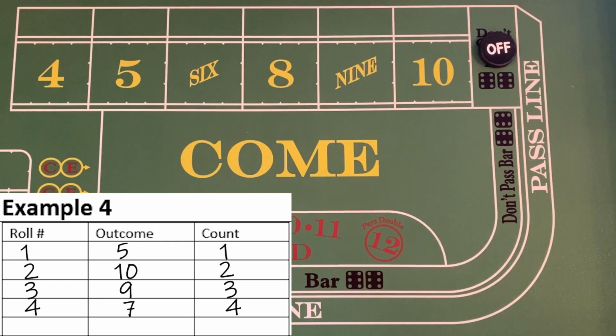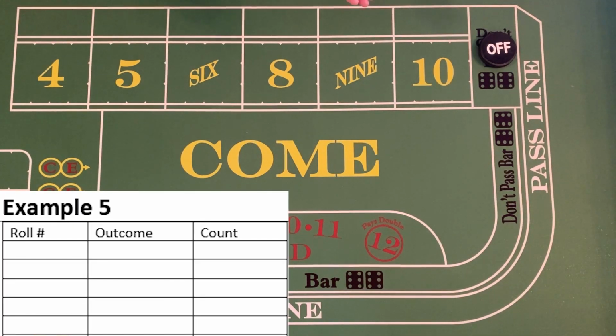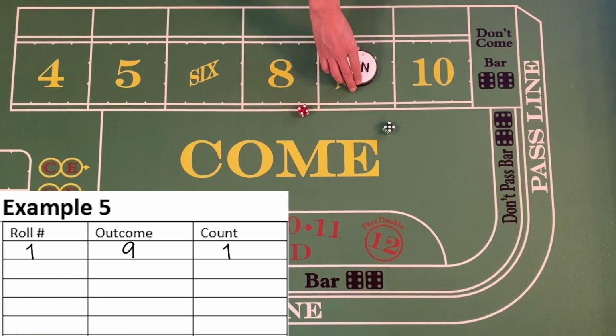All right, so those are some examples of how to utilize the 5 count. Let's give you one more example just by going over and seeing what the dice do, and I'll talk about this. All right, so this is roll 1. Okay, the point is 9. So now the count is 1. Now the next 3 rolls, regardless of the outcomes, are counts 2, 3, and 4. So 3 rolls, counts 2, 3, and 4.